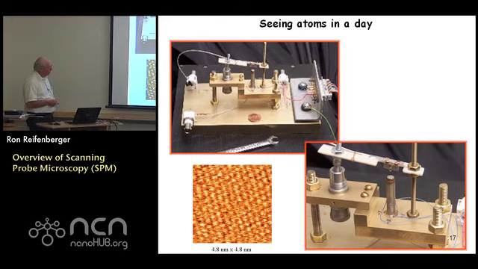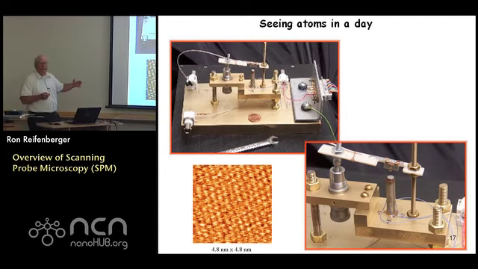You can see everything's made out of brass, and it's just cooked up in the machine shop. And when he put all this together and hooked it up to our electronics, he was able to see the periodicity of atoms in this substrate. So these bright spots, if you look at this picture, you'll see that there are a sequence of bright spots that are periodically positioned in the image. Those individual bright spots are the atoms that comprise the substrate that's attached to this piezo tube.